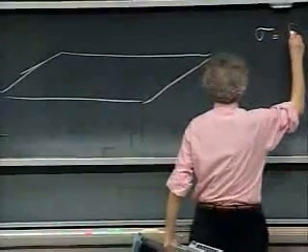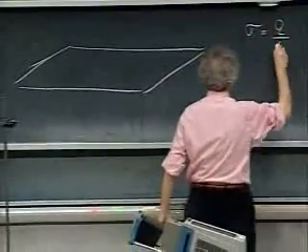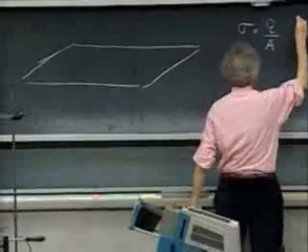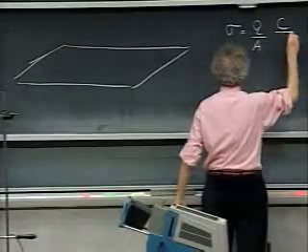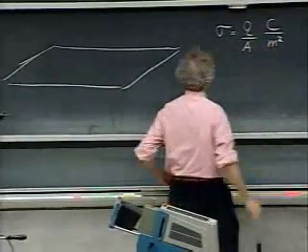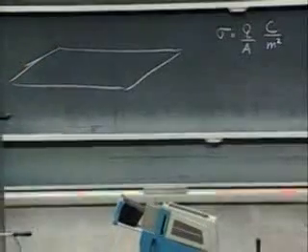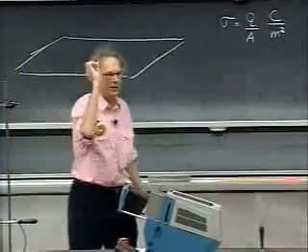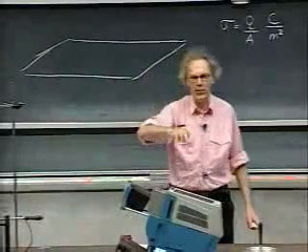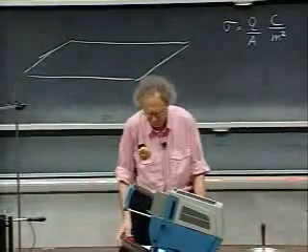Sigma is an amount of charge Q per area A. So it is a certain number of coulombs per square meter. And it's uniformly distributed, so the whole plane everywhere has the same number of coulombs per square meter, or microcoulombs, or nanocoulombs, whatever you prefer.